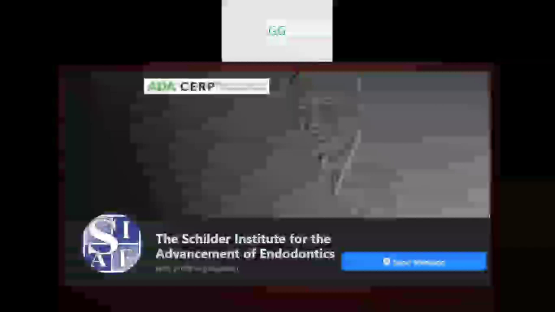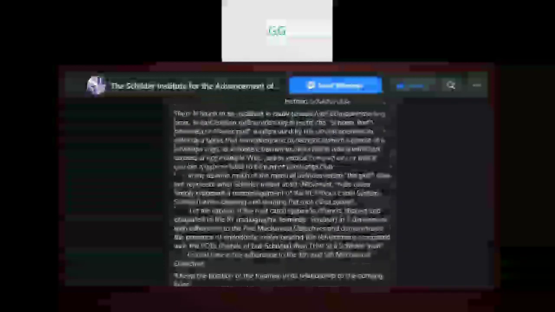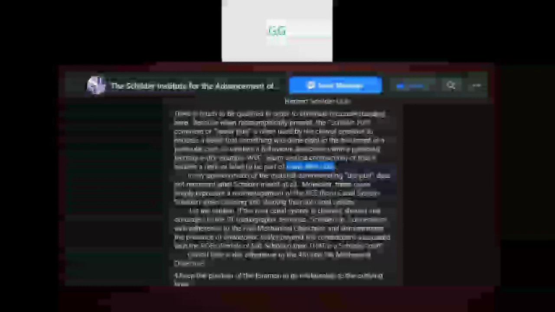However, this is not the case, and to prove this, I'd like to show you this particular statement that has been put out by the Schilder Institute for Advancement of Endodontics on Facebook by one of his students, which clearly states that the sealer puff is to be produced unintentionally, and it is not the right way to consider it to garner a label to be a part of some elite club.